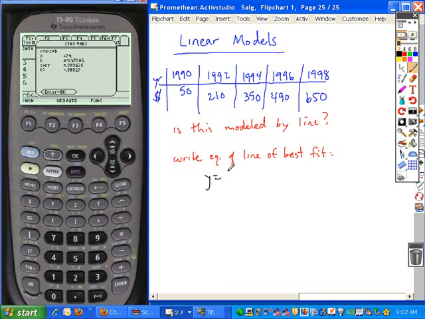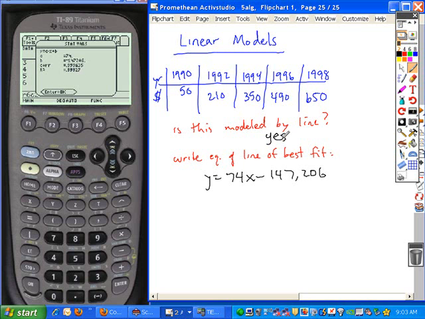Y is equal to 74x minus 147,206. Okay. Now, does this fit the model of a line? Looking at the correlation coefficient, 0.9996. Is that close to 1? Yeah, so the slope is positive, right? So it's going to go up and to the right. And it is consistent with a line. Okay? So the answer would be yes.